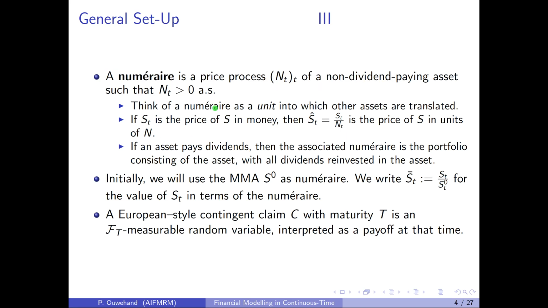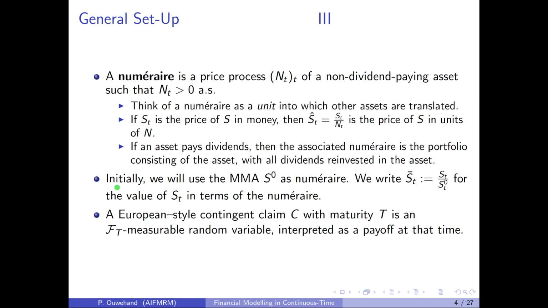The restriction that N be the price process of a non-dividend paying asset isn't particularly strong. If an asset does pay dividends, then the associated numeraire will be the portfolio consisting of that asset with all the dividends reinvested in that asset. In other words, the moment the asset pays any dividends, those dividends are used to buy more of the assets, which are then put into that portfolio.